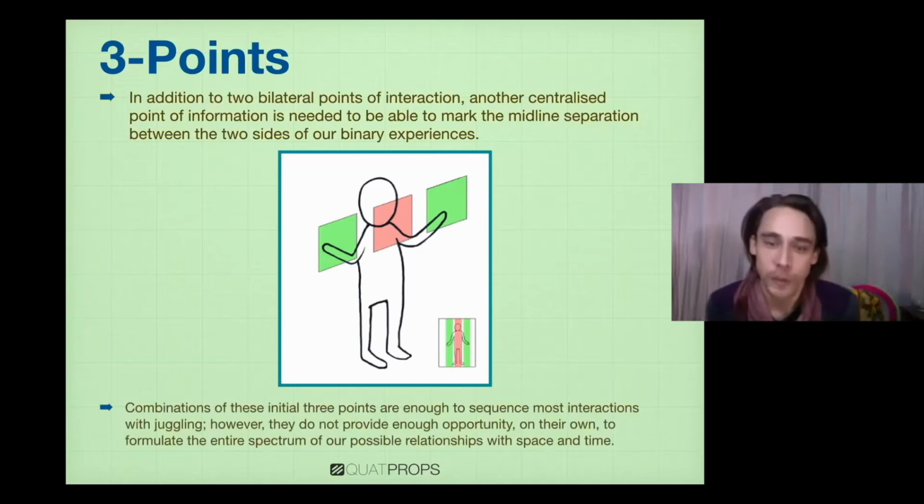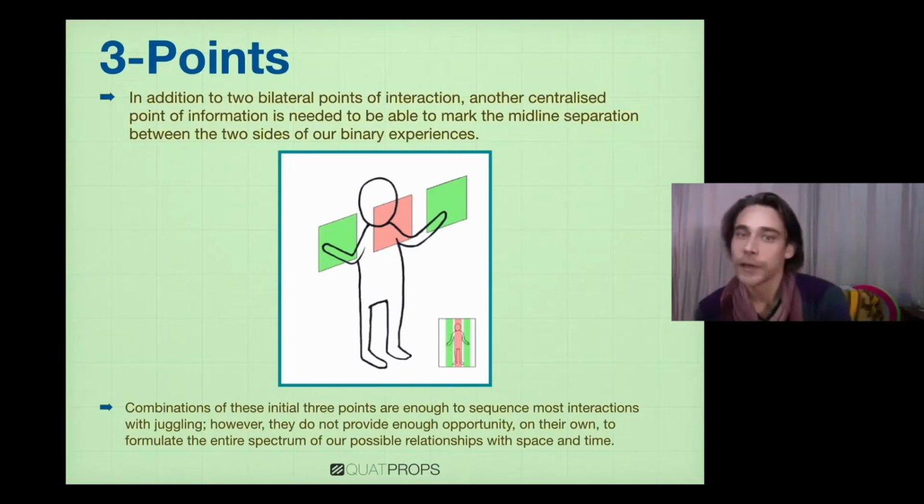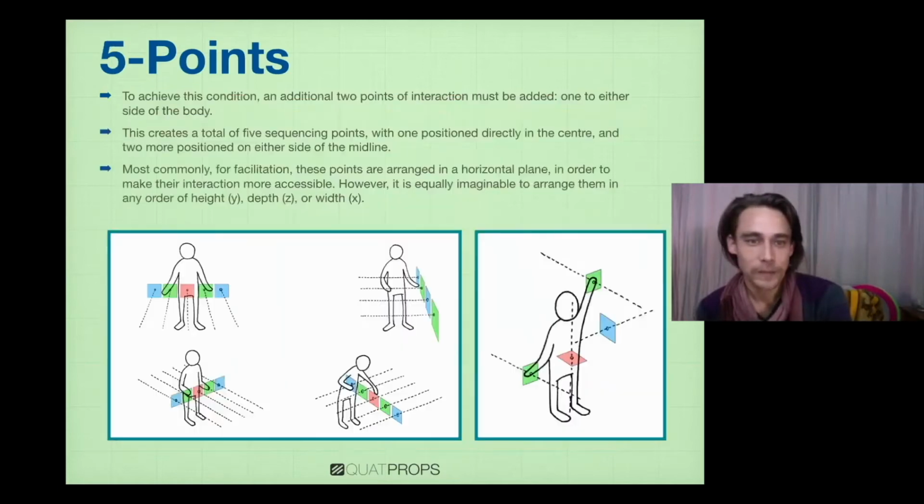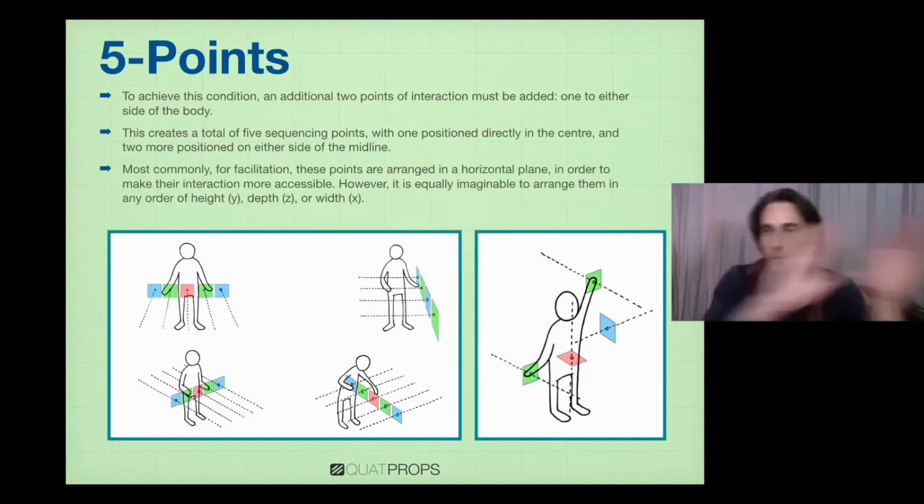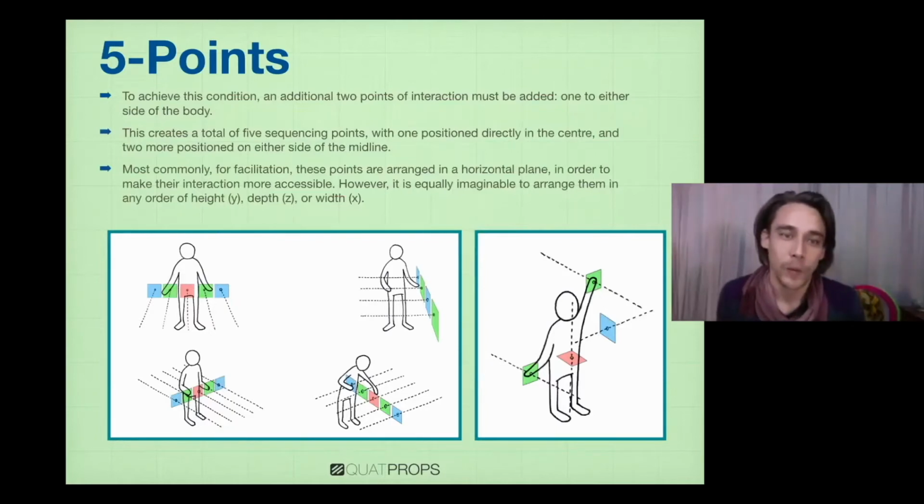The combination of these initial 3 points is enough to sequence the majority of the interactions we have. So you can get a surprising amount of sequences out of 3 points, but not all of them. For instance, you can't get both sides of the body to interact on one side, whereas you can in 5. So to achieve all the possible sequencing relationships, we need a total of 5 points.